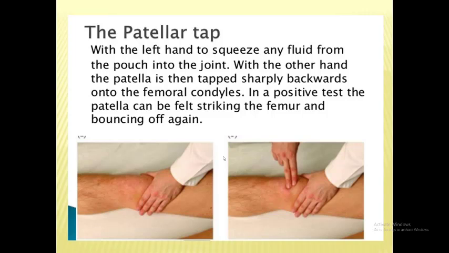With the tips of the fingers of your right hand, tap sharply over the patella against the femoral condyles. In cases of moderate effusion, there is fluid collected between the inferior surface of the patella and the femoral condyles, so while tapping, you will feel like the patella is floating, or there is some sort of ballottement. That's why the patellar tap test is also called the ballottement test.